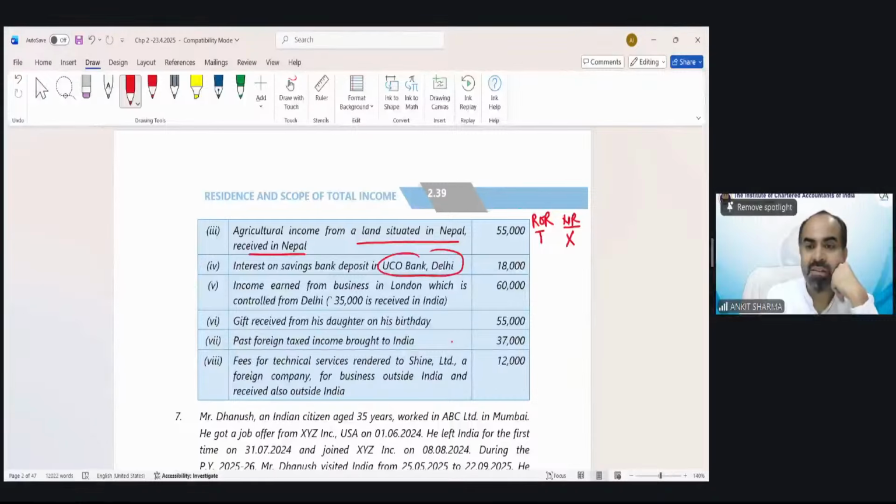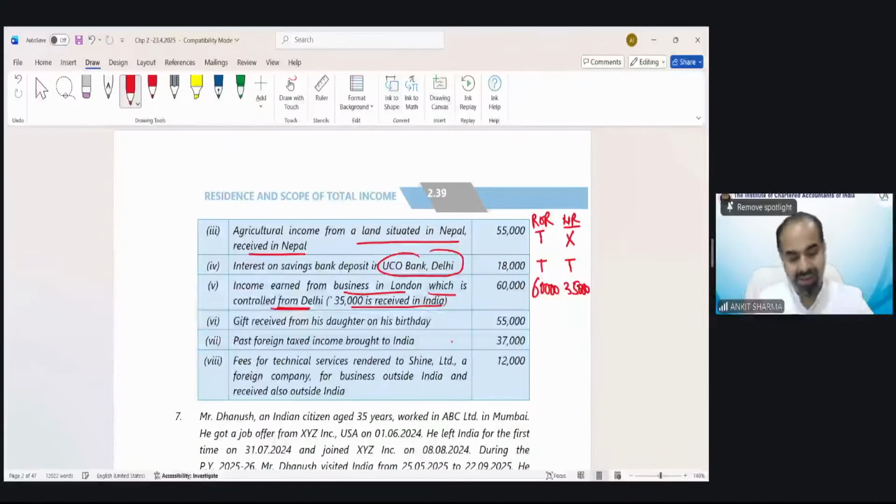UCO bank interest, of course, taxable for both. Taxable. Income earned from business in London, which is controlled from Delhi. 35,000 is received in India. So for ROR, full value needs to be taxed. But in case of NR, only two incomes are taxable: arise in India and received in India. So received in India is 35,000. That is going to be taxed in case of this.